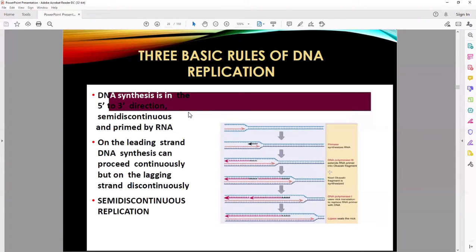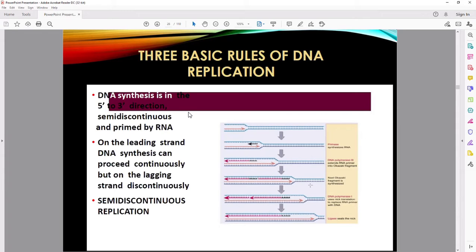Okay, so we have this primer. So DNA polymerase. What does it mean by DNA polymerase? It extends the primer into a quite short sequence of DNA, which is called a Okazaki fragment.